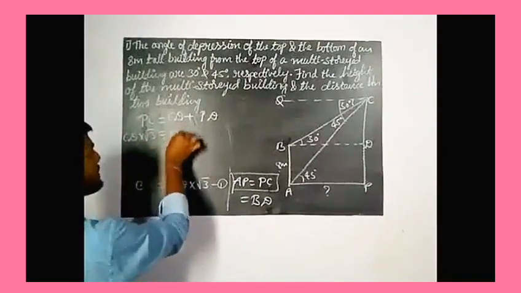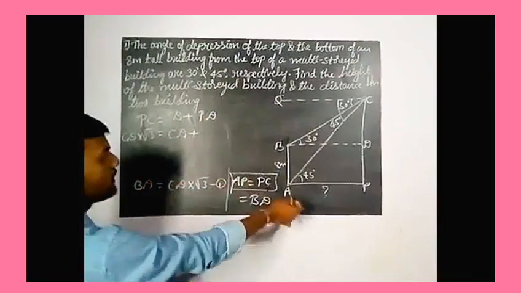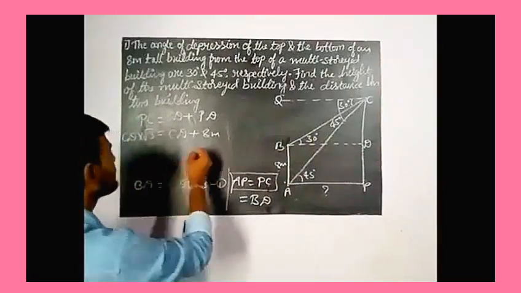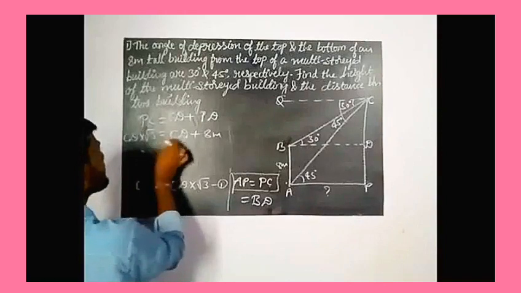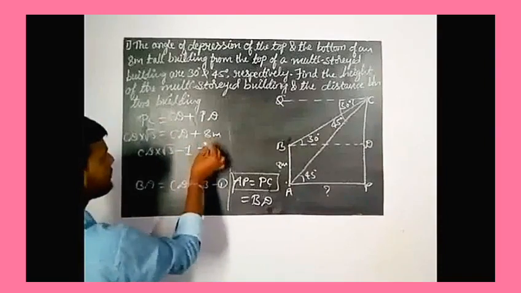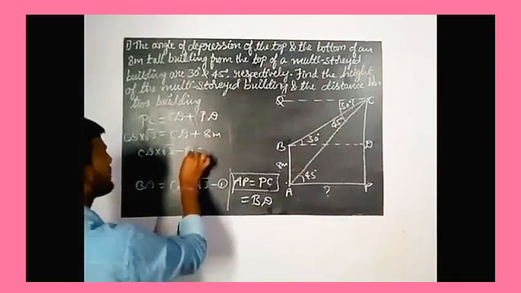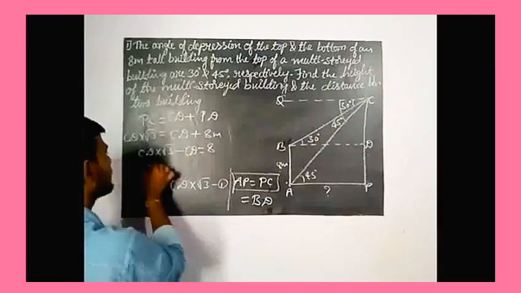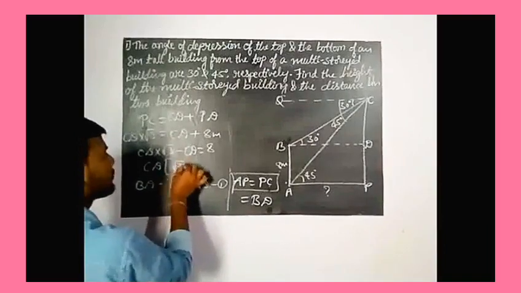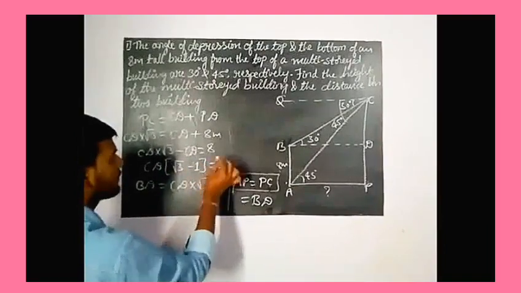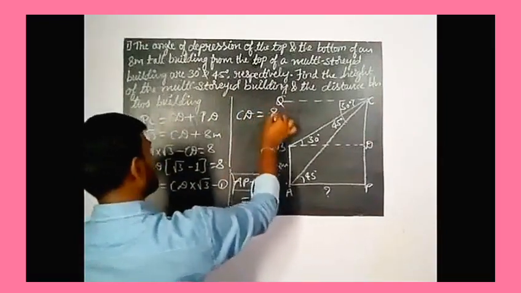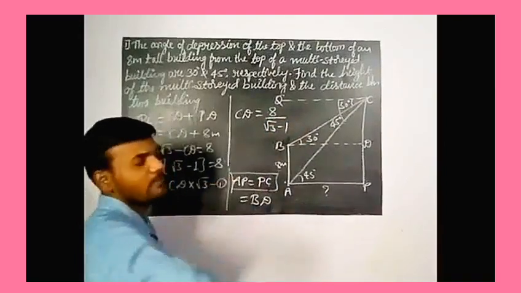And the CD as it is plus PD, we know that is 8 meter, because AB is equal to PD. Okay, and then simplify it. CD is transferred to the left side, it becomes CD into root 3 minus CD is equal to 8. Then CD is common here, let us take CD as common, and here what is left, root 3 minus 1, which is equal to 8. Then CD is equal to 8 by root 3 minus 1.